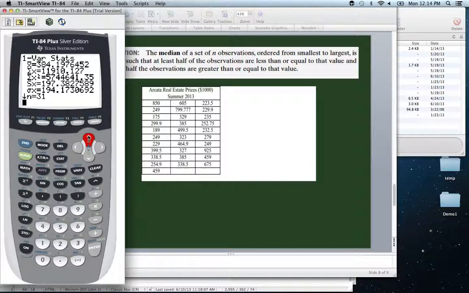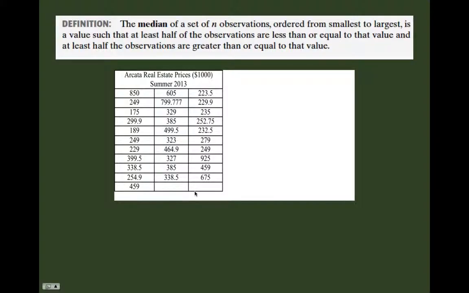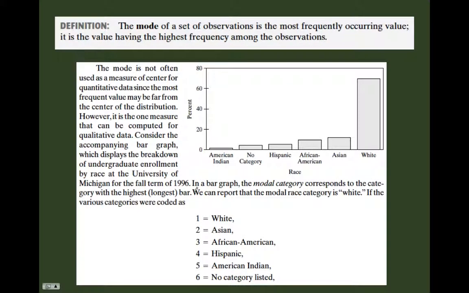You notice how 384 is bigger than the median. The median is a better measure of center in this example because the Arcata real estate prices are a skewed right distribution. Therefore, the median is a better measure.